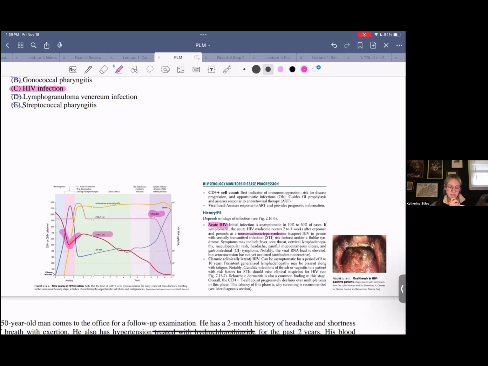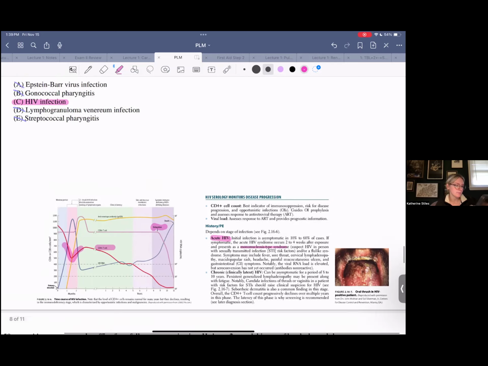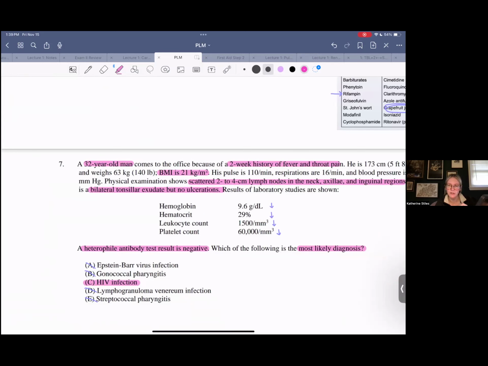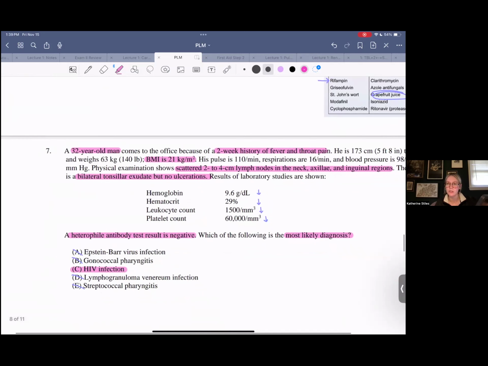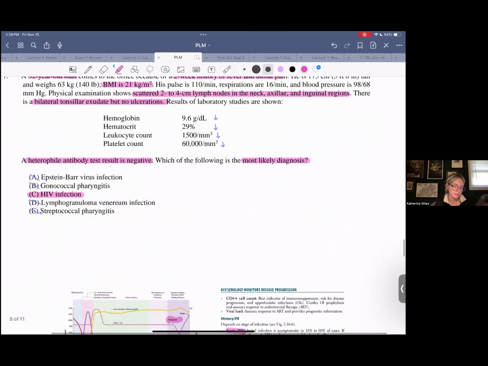Another common presentation is oral thrush in an HIV positive patient. They mentioned tonsillar exudates right here, but I'm not sure if that's what they're getting at or not. I don't think so. I think that was, again, more of a distractor to make you think mono, even though the mono test was negative.